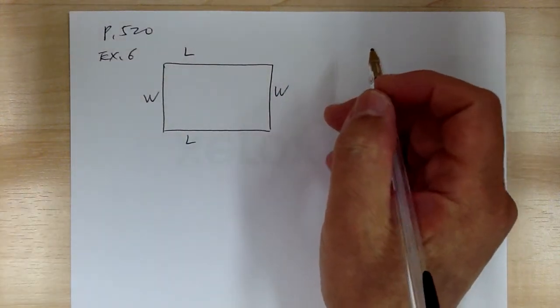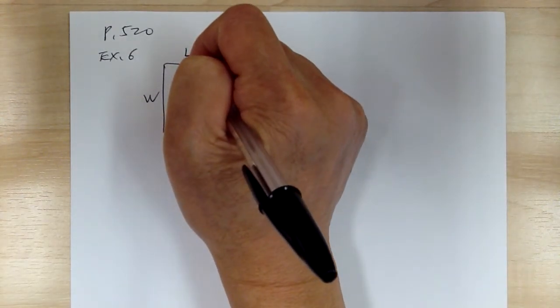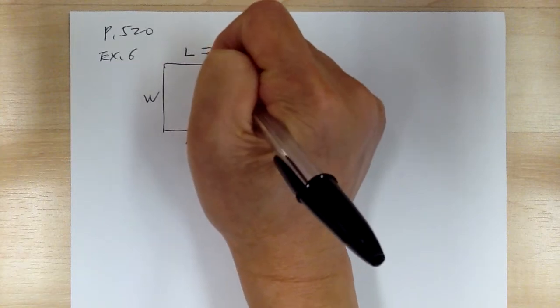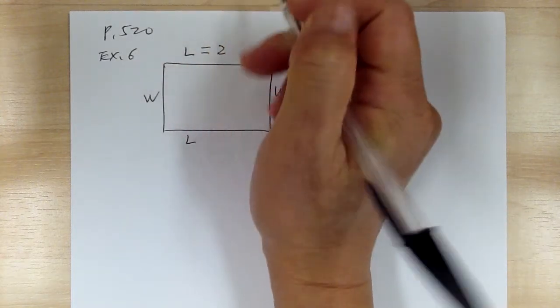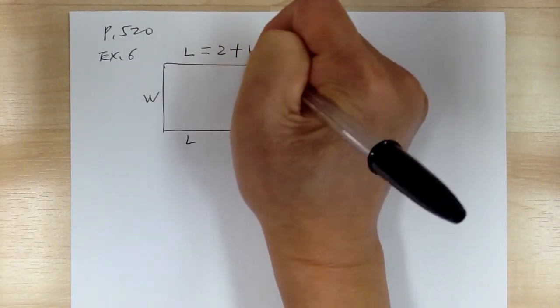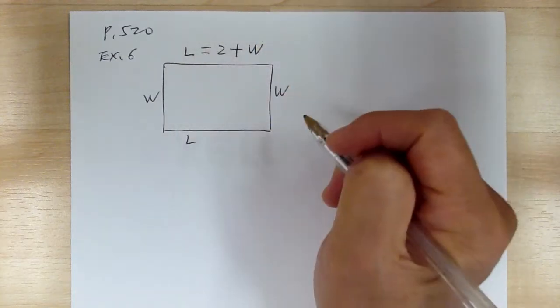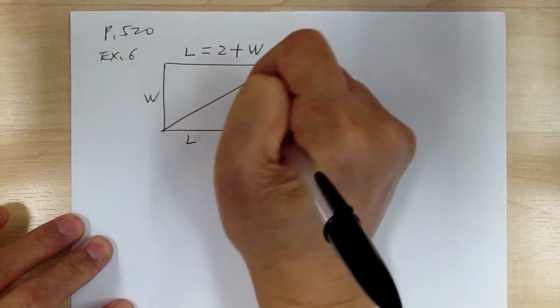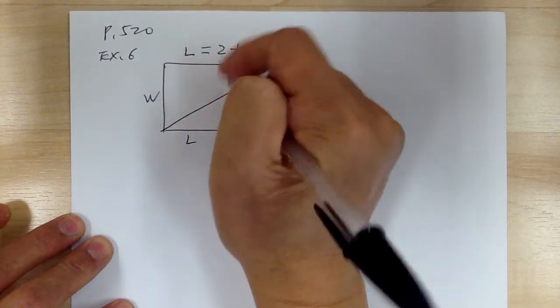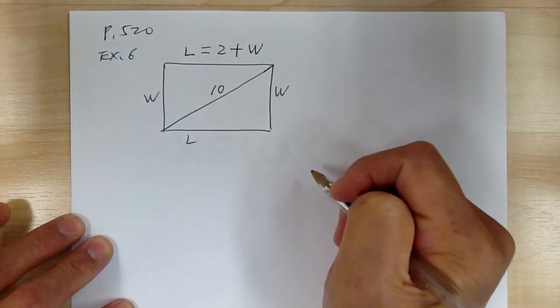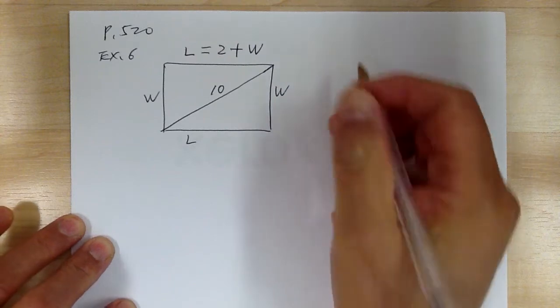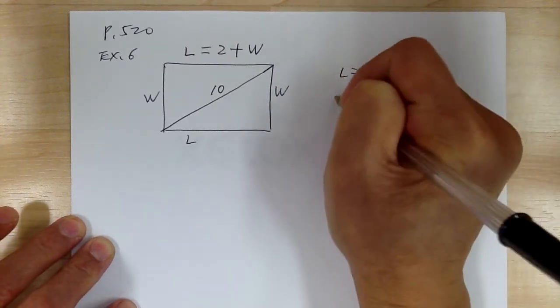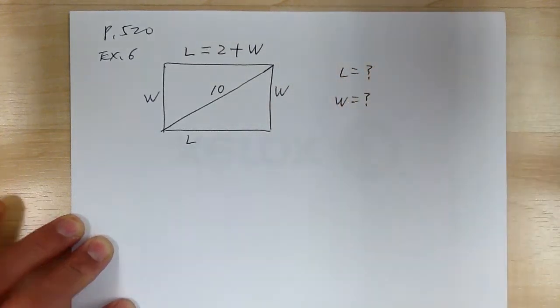It says the length. So that's that. Length of rectangle is means equal. 2 means 2. More than means plus is width. Okay, now it says if the length of the diagonal, so the length of diagonal is 10. Find the dimensions. So you're looking for length, you're looking for width. That's what dimension means.